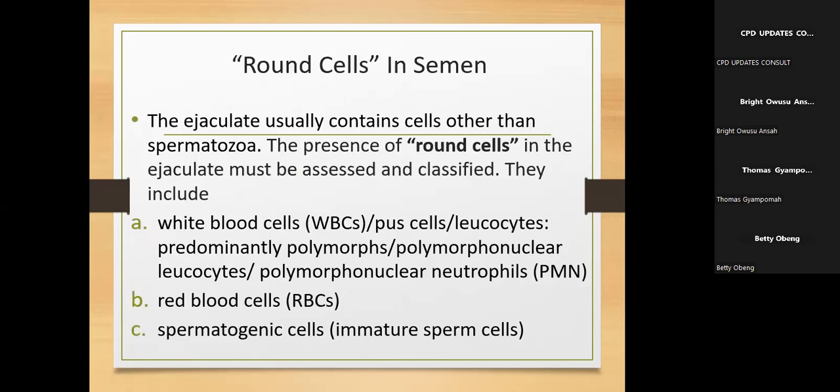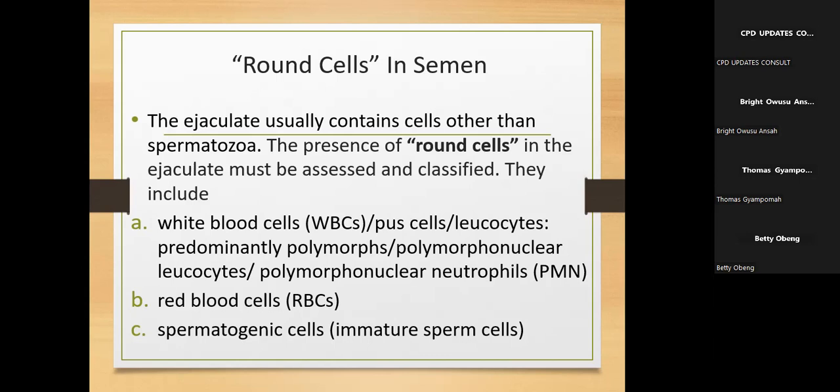So the cells that can be found in the semen will include white blood cells, which you may want to call pus cells. You also call them leukocytes, so whichever way. And they are predominantly polymorphs. You can also say polymorphs or polymorphonuclear leukocytes or polymorphonuclear neutrophils, whichever way. We just want to be so scientific that whichever way anybody describes it, you know what it is. You know that certain terminologies can be used interchangeably. So white cells, pus cells, leukocytes, you know that they are about the same semantics, and you know when and how to use them.